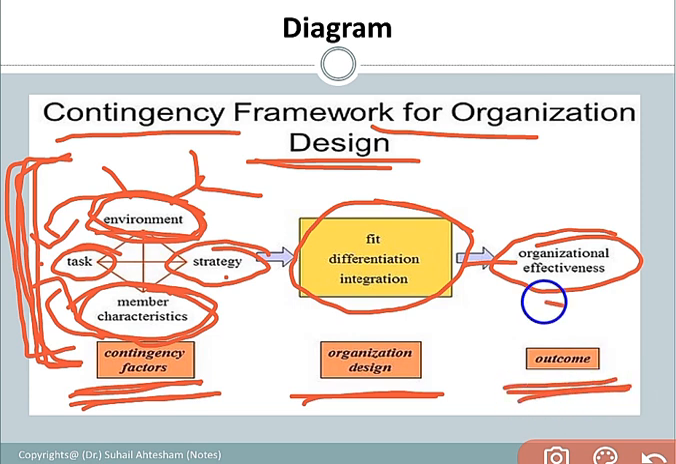The output is organizational effectiveness plus the right quality of goods and services, so that the achievement of departmental goals can be possible, so that the organization can reach its objectives in detail. Right, so this is all about the contingency framework design for a formal organization.